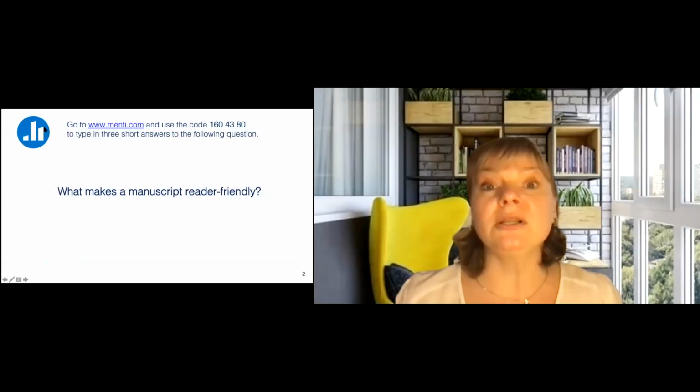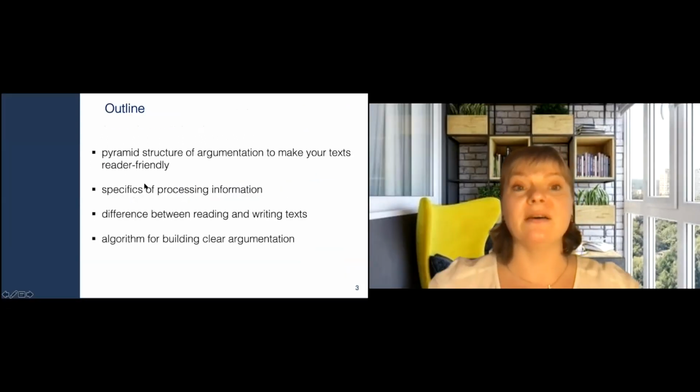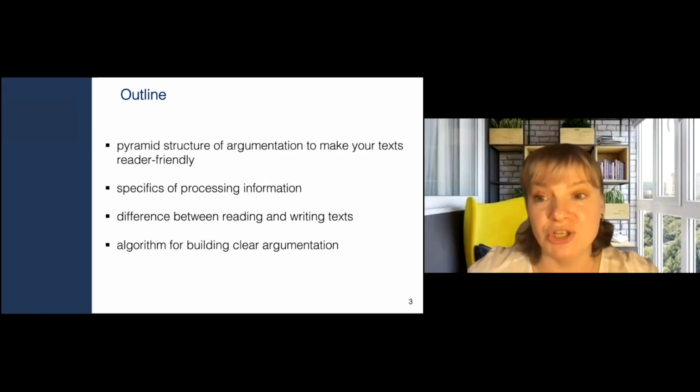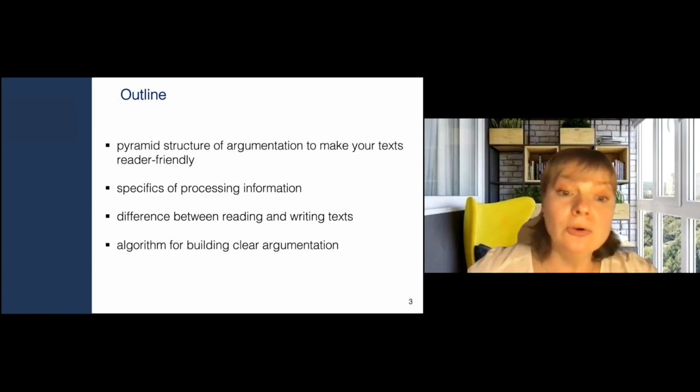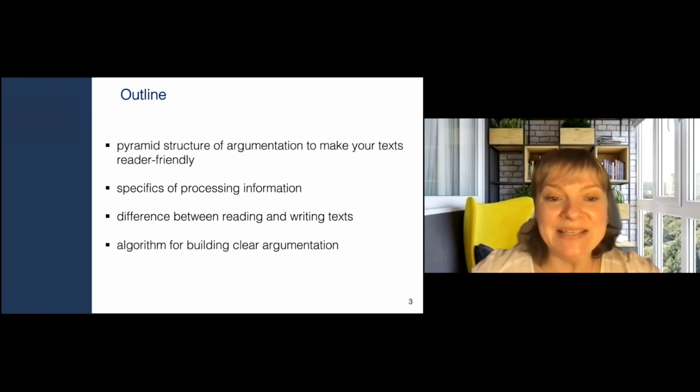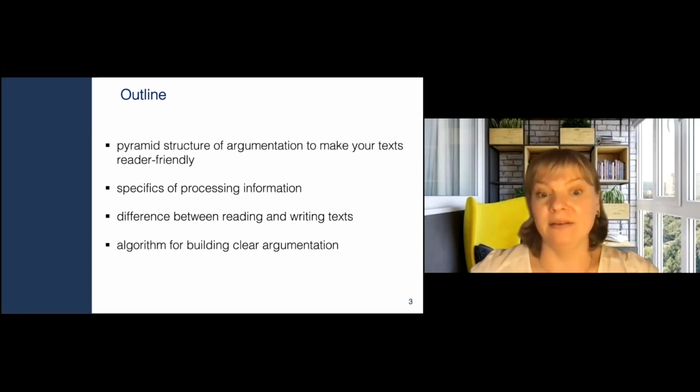So to build a clear structure, we are going to speak about several aspects of it. Let me share the outline of our seminar today. We are going to look at the pyramid structure of argumentation that can help make your texts reader friendly. We'll also discuss the specifics of processing information and look at the differences between reading and writing the text. You'll see that they are quite different in terms of cognitive activity. And finally, we will build the algorithm for making clear argumentation and practice it all together. In the end, we should come up with pyramids of our own.